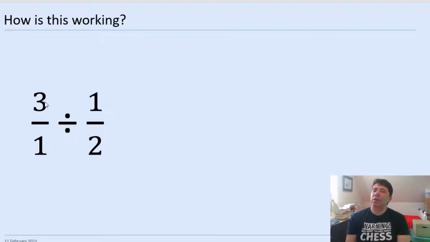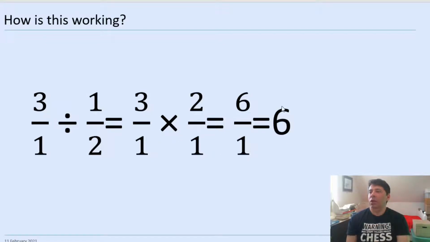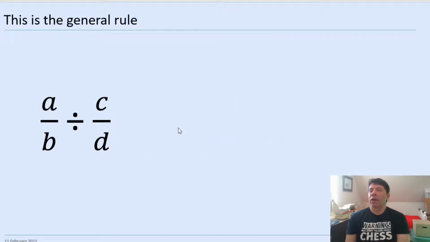So let's go back to 3 divided by a half. We've written it as 3 over 1 divided by 1 over 2. That's the same as 3 over 1 times 2 over 1. Multiply the top numbers, gives us 6. Multiply the bottom numbers, gives us 1. 6 over 1, which is 6, which is the answer we got by drawing pictures. 3 over 1 divided by 1 over 2 is 6.